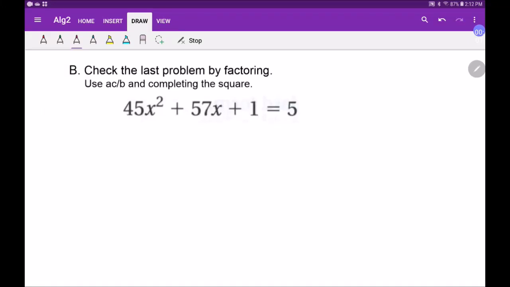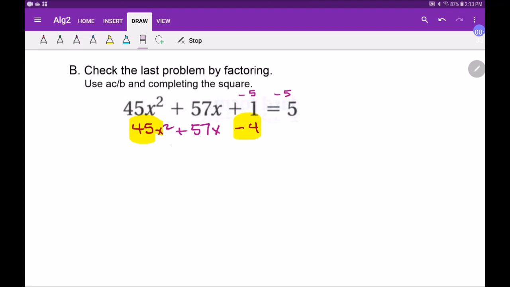We're going to check the last problem by factoring. We're going to use two different methods, the AC method. So here's A, B, and C. I didn't write C yet. It's minus 4, right? When I subtract the 5 from both sides, I get 45x squared plus 57x minus 4. So the A is 45, and the C is negative 4.